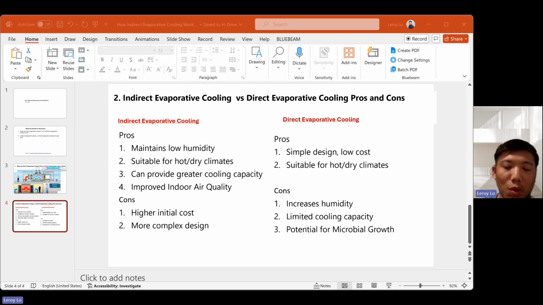And then, for example, there is potential for microbial growth. The added moisture in the air can create an environment more conducive to the growth of microorganisms such as bacteria and mold if the system is not properly maintained. So, here is a summary recap. The choice between indirect and direct evaporative cooling will depend on the specific climate conditions, desired humidity levels, cooling requirements, and budget constraints of the application.